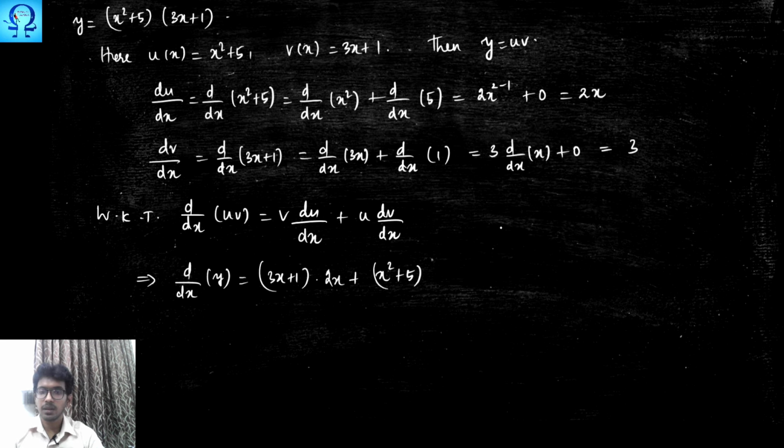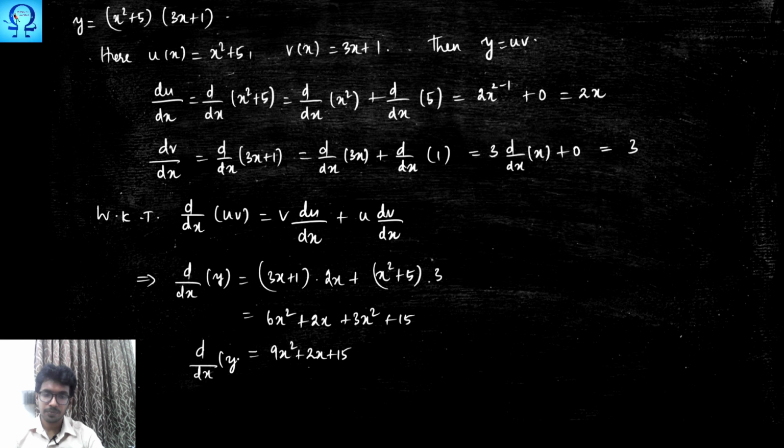And what is dv upon dx? That is 3. You multiply the corresponding terms, which means here you will have to multiply 3x with 2x, so you will get 6x squared. Then 1 with 2x, so that will give you 2x. Then x square with 3, so that is 3x square, and 5 with 3, that is 15. Now you may combine the terms, so it is going to be 9x square plus 2x plus 15. So this is how we make use of the product rule.